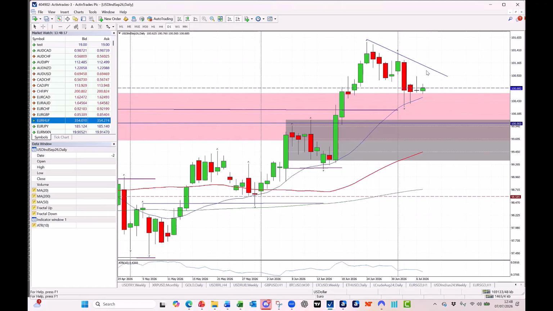Some people might say it's a bit of a flag. I'd actually be more inclined to think of it as just coiling up. Price is coiling up, but it's still coiling up above 100. That's the way I'd be looking at it.